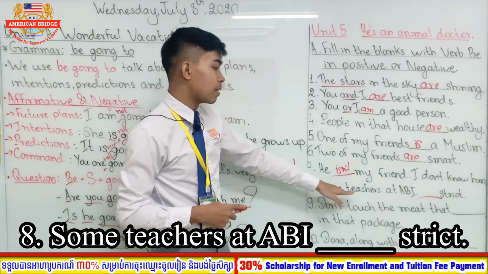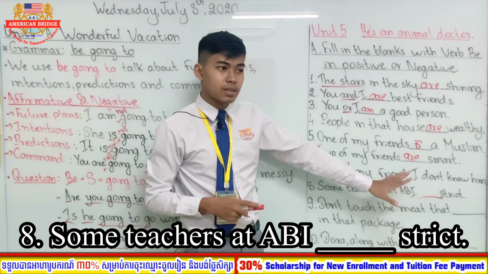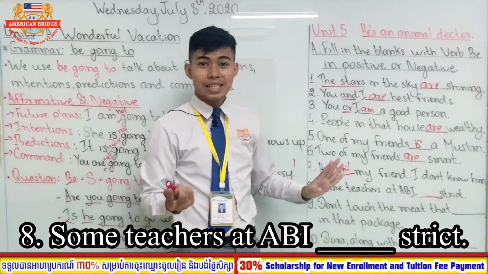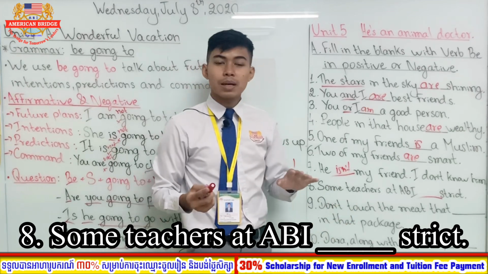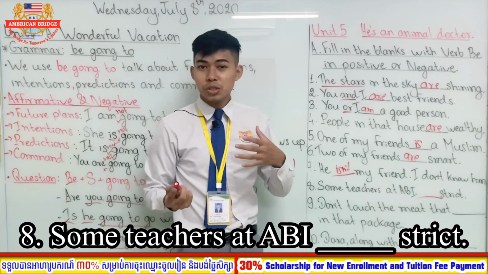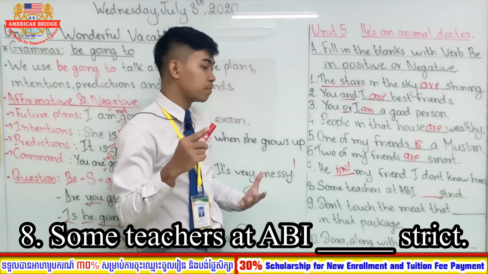Some teachers at ABI blah blah blah strict. You know strict, teachers that are strict, it means that they are very disciplined, they are very nasty, they are not very easygoing, they are very serious. Example, when you are late, they will punish you. Like me, when you forget to do your homework or classwork, you will be punished. So that's why we call strict.